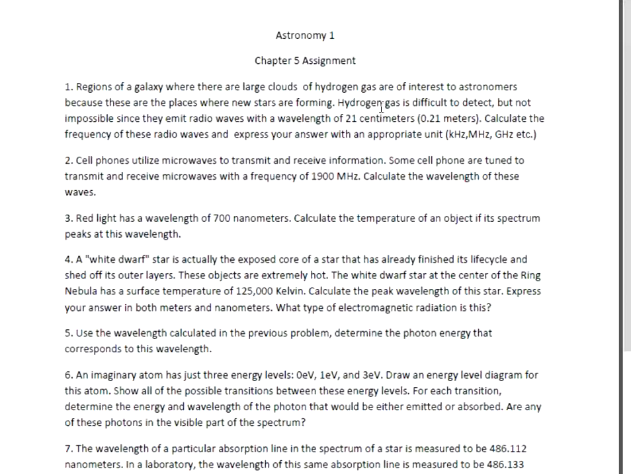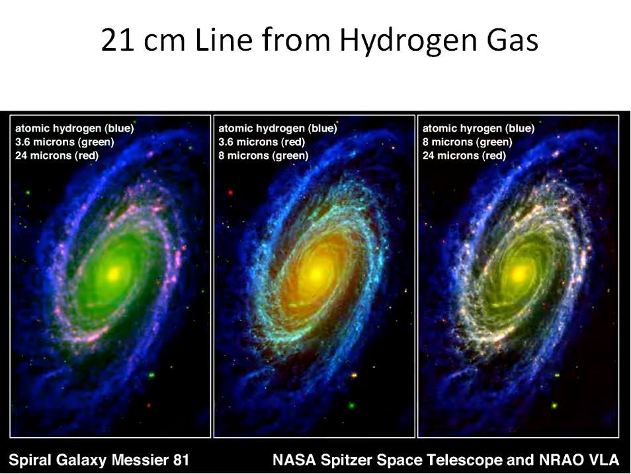So in this homework problem, I asked you to calculate the equivalent frequency of this 21 centimeter line. Oh, sorry. The 21 centimeter is the wavelength of the radio wave. So you have a lambda of 21 centimeters, 0.21 meters, and convert that into frequency. And this is just an example of what we're talking about when we talk about the 21 centimeter line.